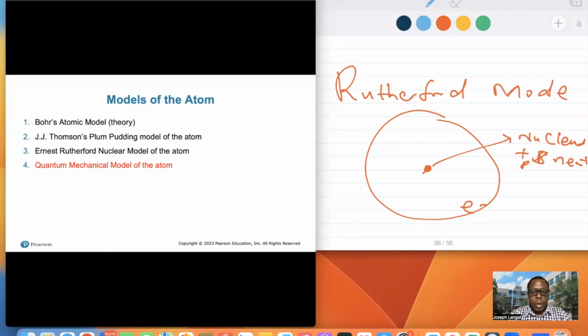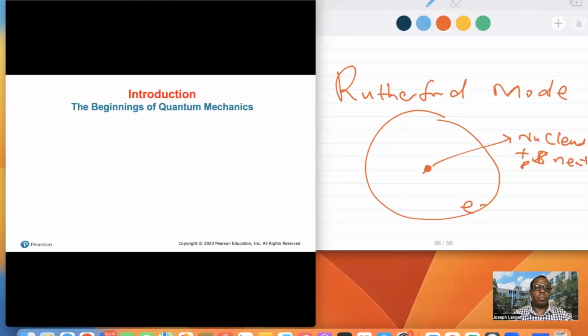You may think that we are still stuck at J.J. Thomson and say this is how the model of an atom looks, or Ernest Rutherford, who could not explain the location of the electron. But the quantum mechanical model of the atom is the latest model of an atom, which we are going to look at in chapter 8.